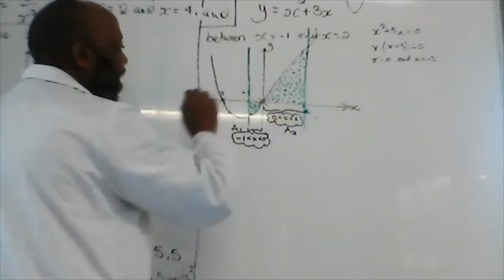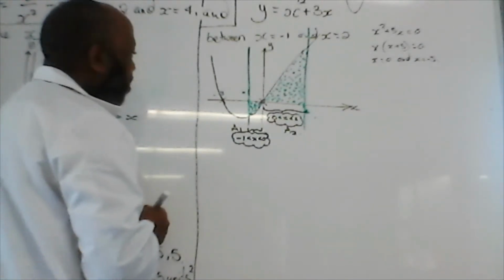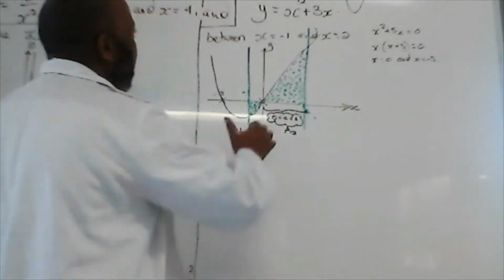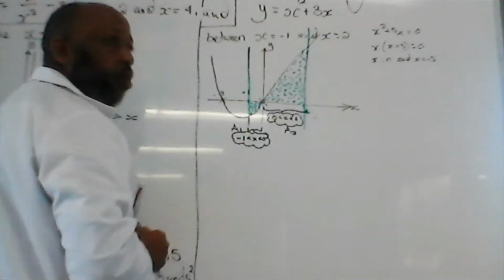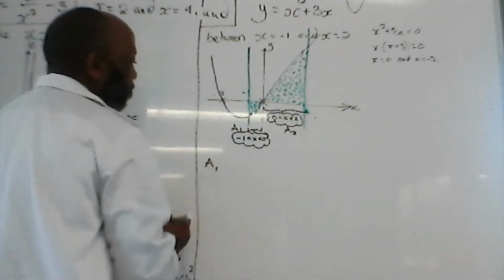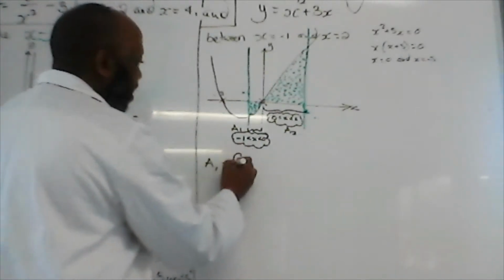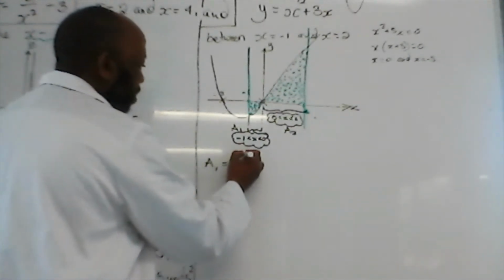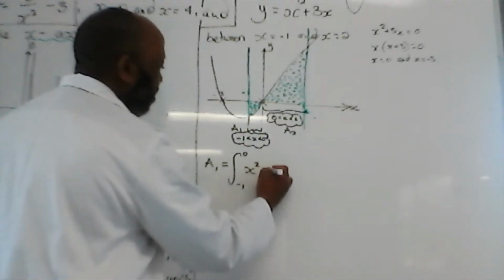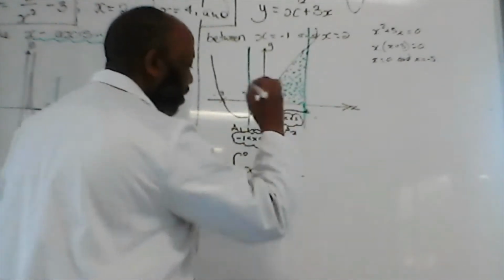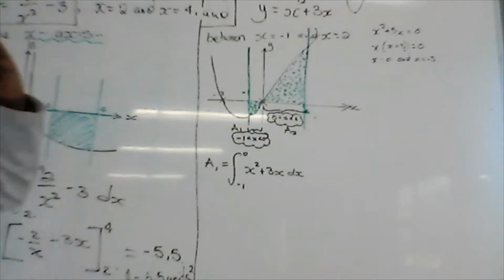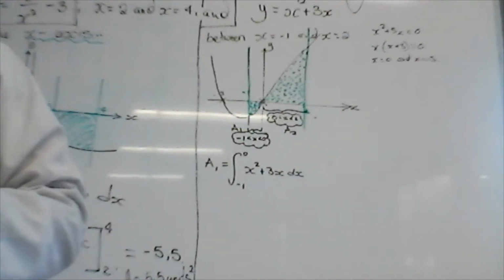If I want to find the area bounded by the graph and some kind of an axis, I know that I'm going to take the integral. I have got the equation, or the function of the graph itself. So area 1 is equal to the integral between 0 and -1 of x squared plus 3x dx. And that's my first equation set up. Now, the next thing is I'm going to take the integral of that.